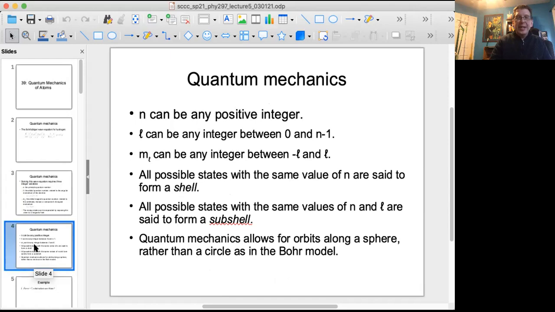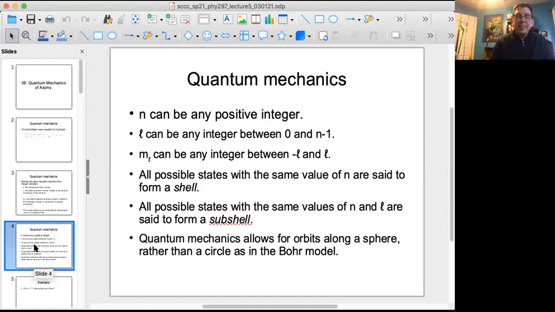l can be any integer between 0 and n minus 1. So if you're in the ground state, n equals 1, then l has to be 0. If you're in the second energy state, so n equals 2, l can be 0 or 1. If n equals 3, l can be 0, 1, or 2, and so on.